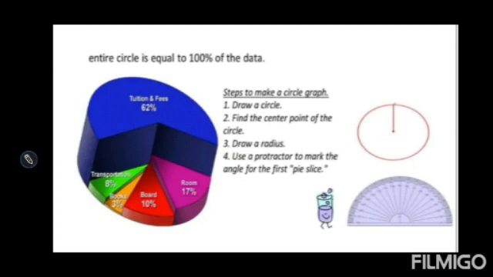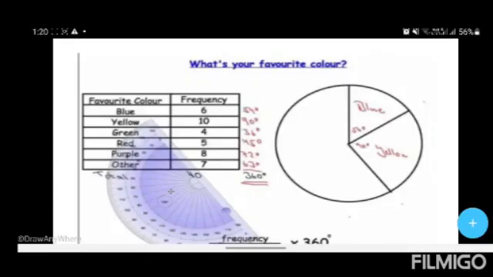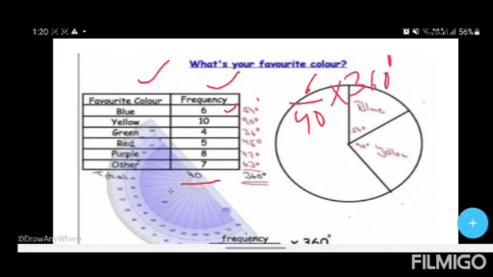Here we have a table. It gives us the favorite color and the frequencies. Just divide the frequency by the total frequency and multiply it by 360. First is 6 divided by 40 into 360. We will get our first angle, which is 54 degree. Likewise, you will get the other angles also. And the sum of all angles is 360. And then you can draw your pie chart.